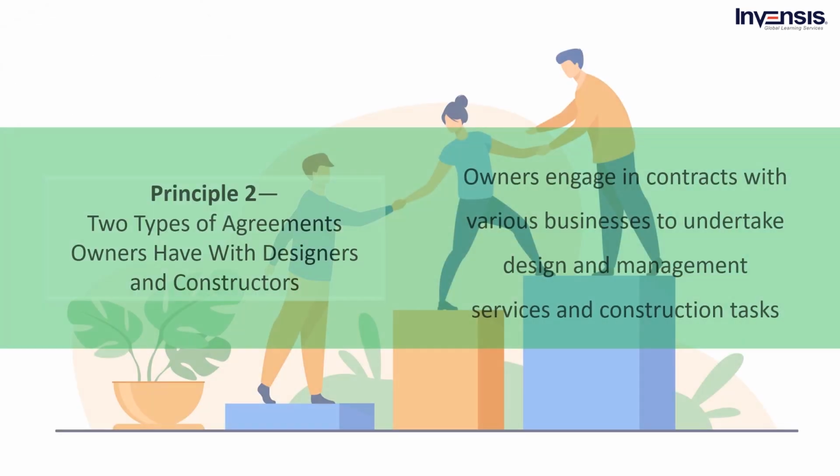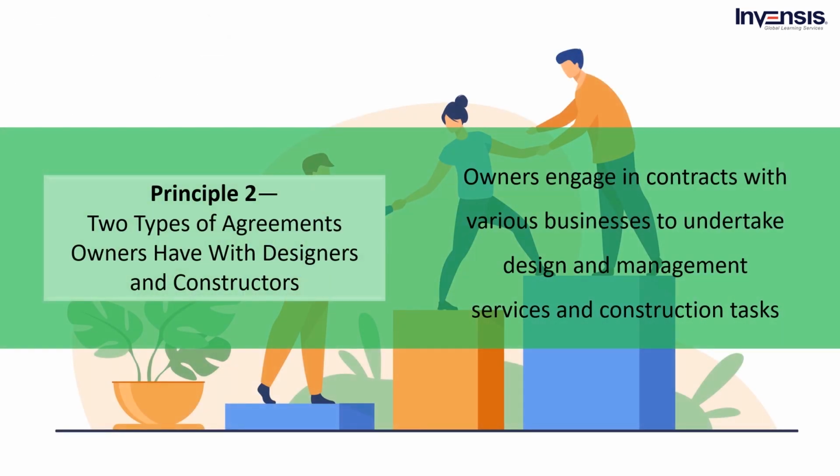Next we have Principle 2, two types of agreements owners have with designers and constructors. Owners engage in contracts with various businesses to undertake design and management services and construction tasks. There are two kinds of agreements. Therefore, it is critical to know the difference in performance duties needed by these two types of agreements while considering and selecting a delivery system. The following are the definitions of the two types of agreements: advisory agreements and contractor agreements.